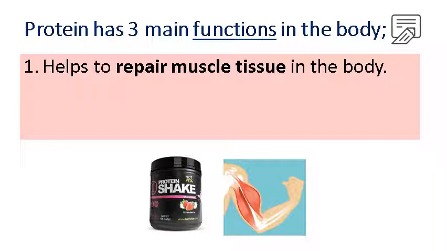And therefore, they need to repair that muscle with a protein shake or protein foods. So like with chicken and fish, these high biological value protein foods help to repair muscles. So that's one reason why we need protein within our diet.